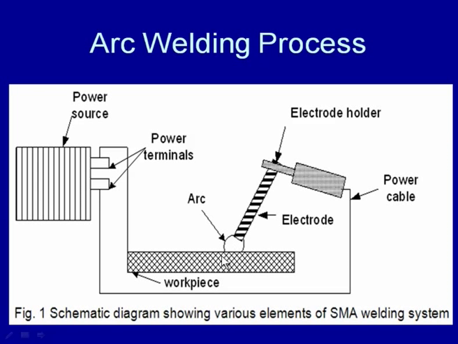So, basically the arc is established using either the scratch start or touch start method, and once the arc is established, the required heat is generated, and this heat is used for melting the faying surfaces of the base material. And in this particular process, even the consumable electrode is brought to the molten state, means the melting of the consumable electrode also takes place. So, melting of the base material and melting of the electrode both lead to the development of the weld pool, and on the solidification of the weld pool it results in a weld joint.